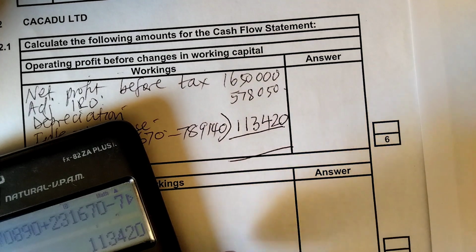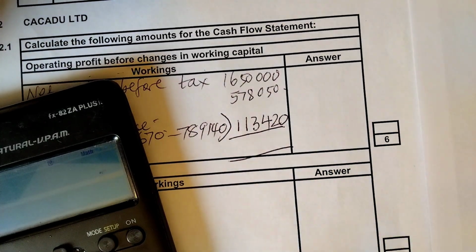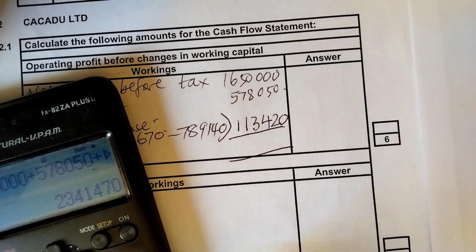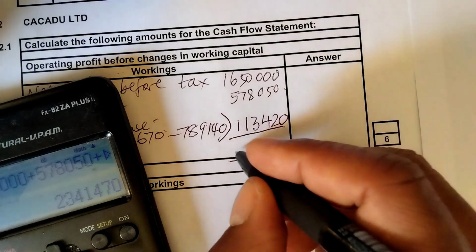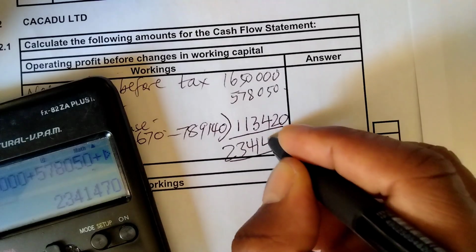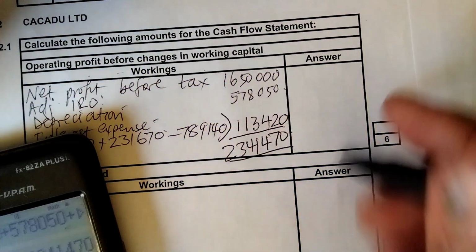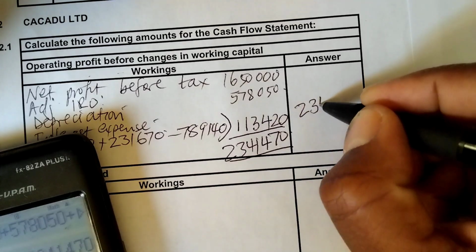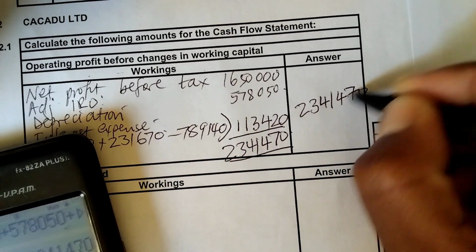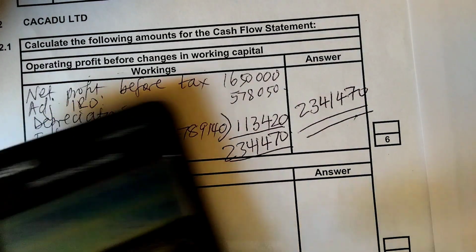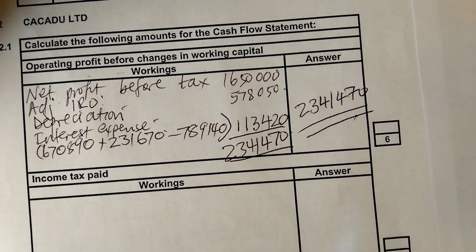Now, if I want to calculate my operating profit before changes in working capital, I must say 1650 plus 578050 plus 113420. That gives me 2341470. You can verify these figures with your calculator. That's what I'm getting here for my operating profit before changes in working capital.